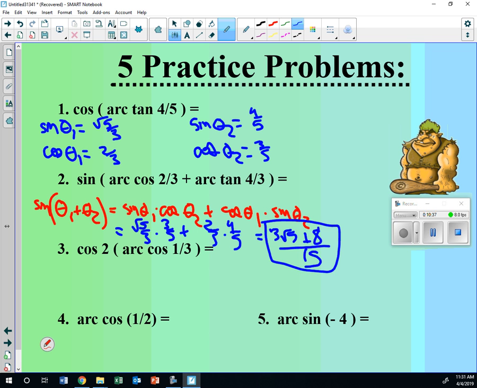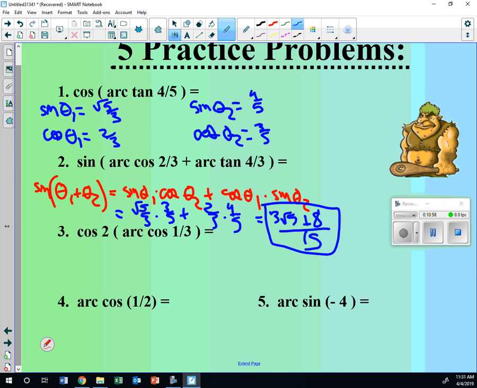Yes? Just to clarify, is the formula plus the two things together and minus? Yeah, so for cosine they switch plus to minus, minus to plus. In sine they don't. Yep, thank you. All right, so there you have it. That's your answer for number 2.